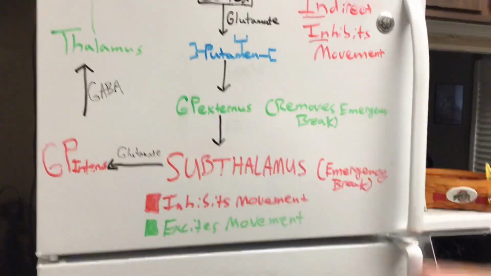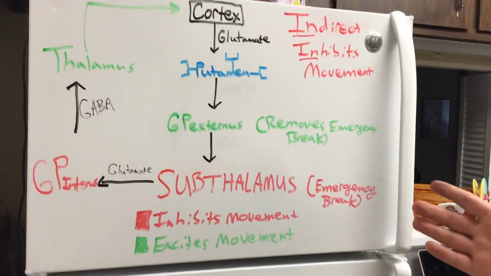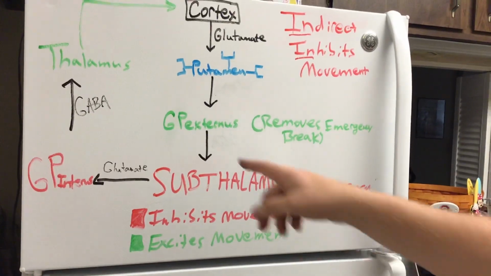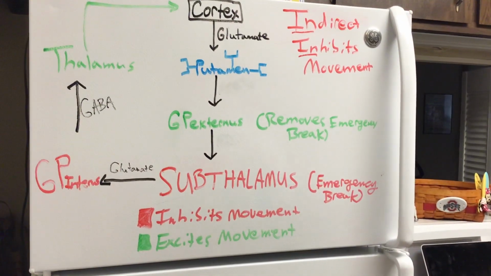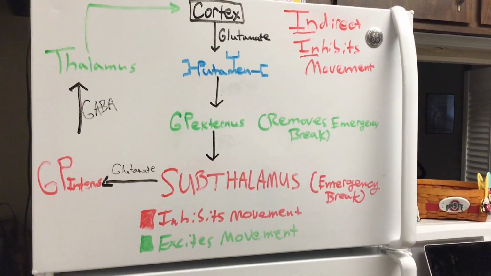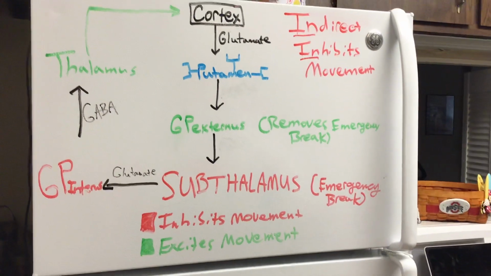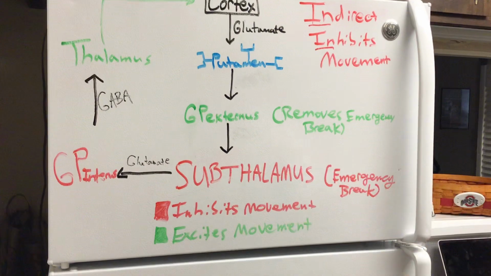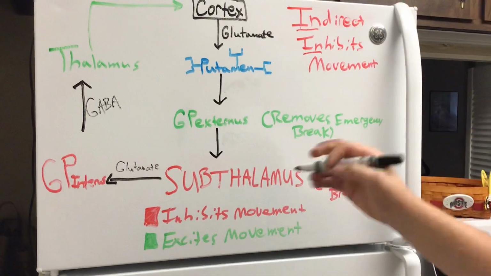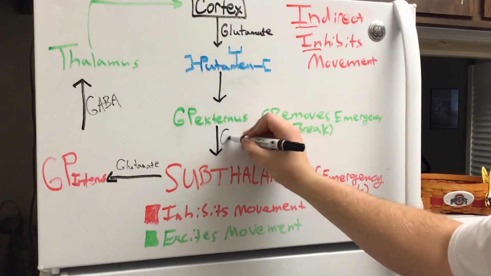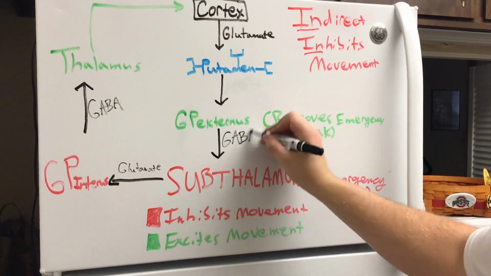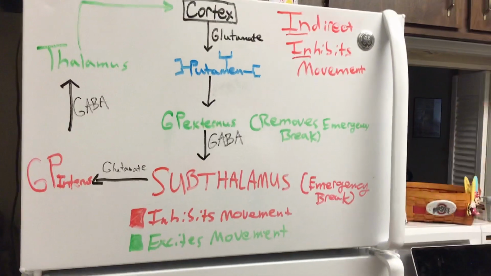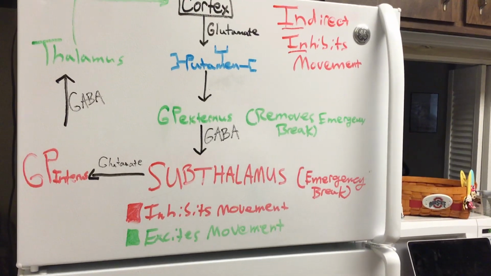So let's focus right here. Well, the globus pallidus externus, as you'll see, is in green, which means it excites movement. So I like to think about the globus pallidus externus as externally removing that emergency brake. It's in green because it excites movement and it removes the emergency brake, which is the subthalamus. And how does it do that? Well, how do you get rid of an emergency brake? You take it off. It uses GABA to inhibit the subthalamus, aka the emergency brake, allowing more movement. Okay? All right. I hope that makes sense.